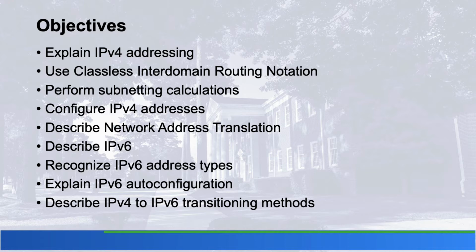We're going to describe IP version 6. We're going to go over the different types of addresses in IP version 6. We're going to explain auto configuration, which is a nice feature that IP version 4 doesn't provide. And then we're going to talk at the end about some transitioning methods. So moving from systems that use IP version 4, how do they get to IP version 6? IP version 6 is better in all ways than IP version 4. And if we can use IP version 6, we should.